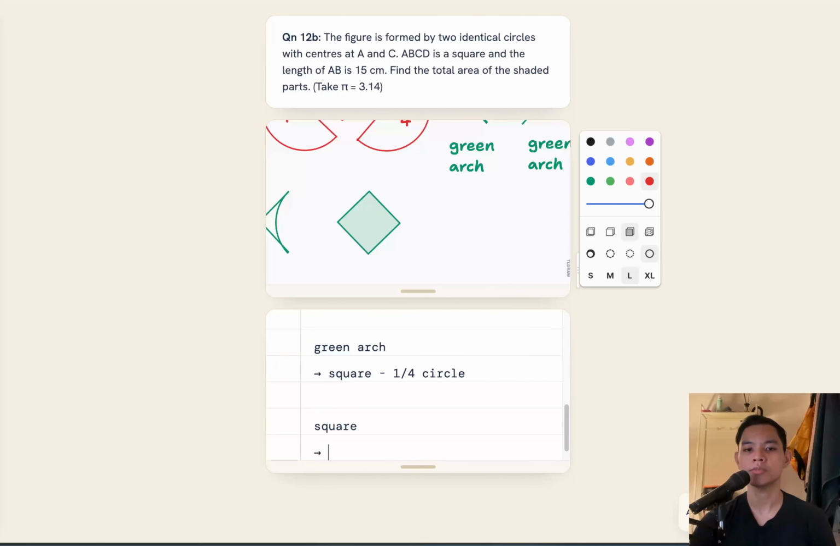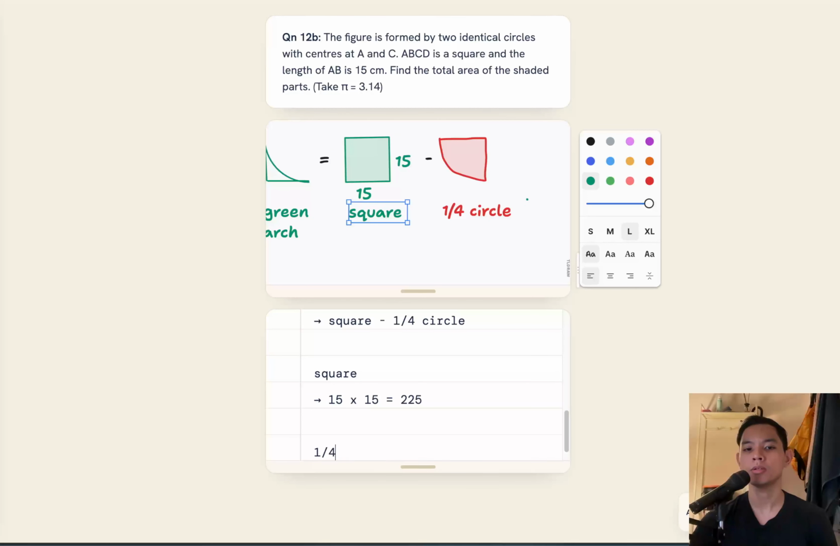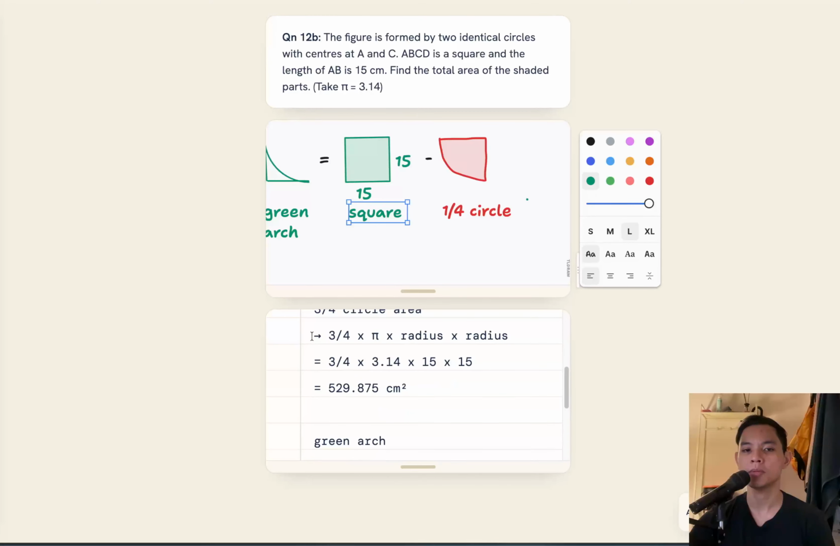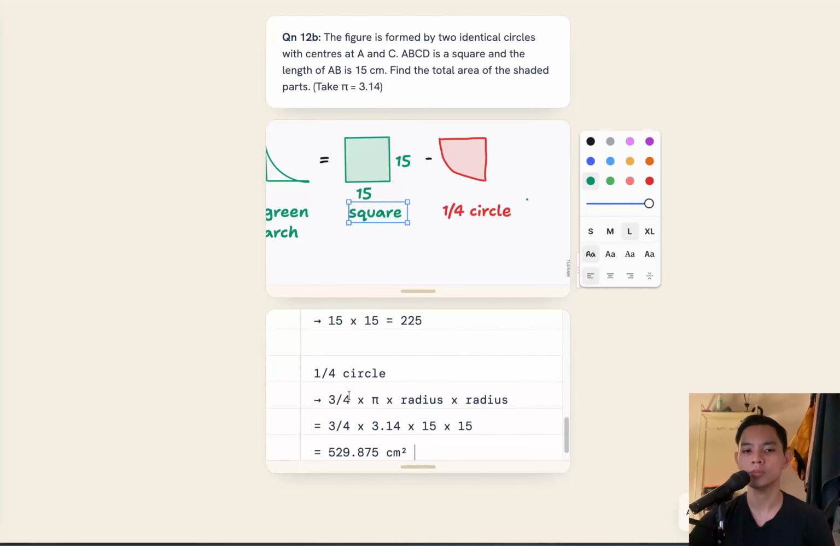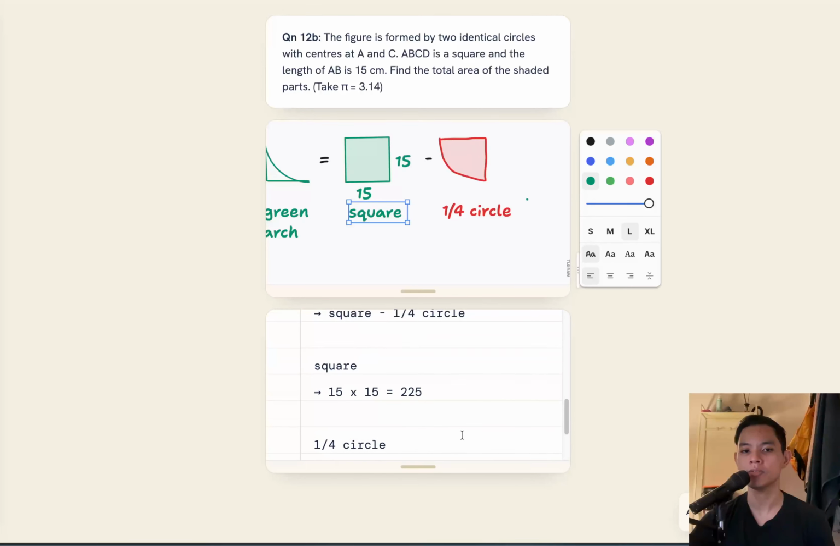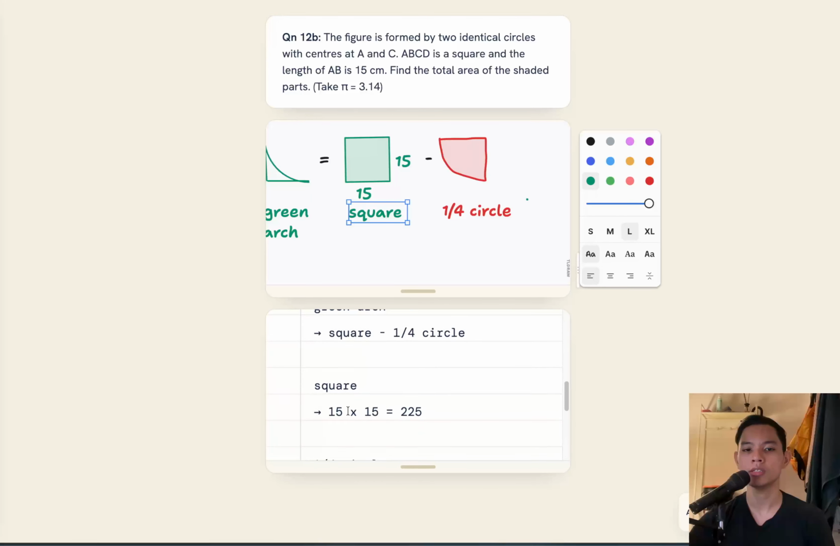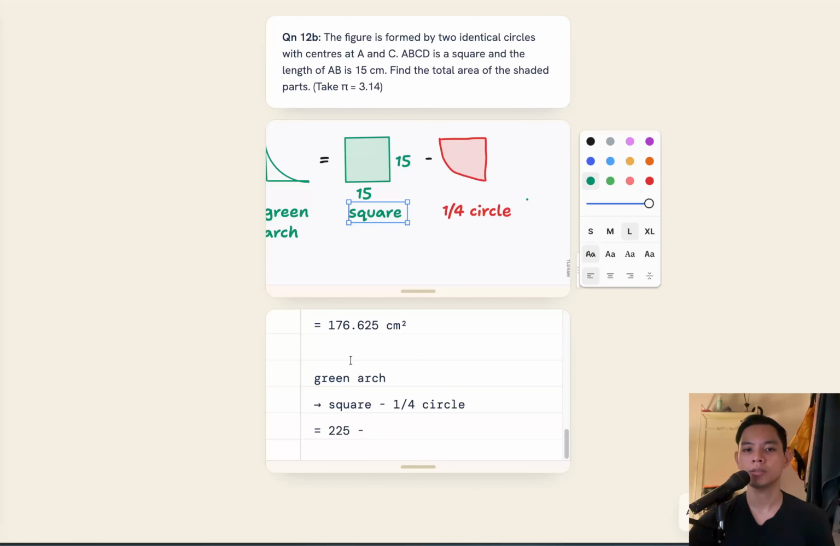In this case it is 15 times 15, which will be equal to 225. Then for the 1/4 circle, we calculate it the same way as the 3/4 circle but now with 1/4 instead, and it's 176.625. So for the green arc, it is the square minus the 1/4 circle. The square is 225 minus 176.625, and this will be equal to 48.375.